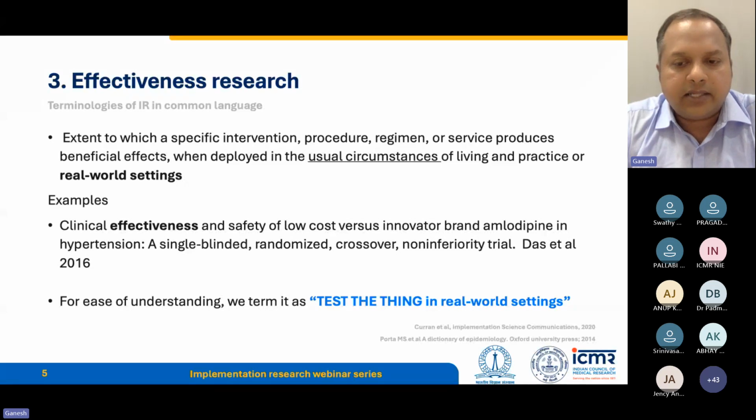So for ease of understanding, what we are trying to tell here is we are testing the thing. The thing here is what? Low cost amlodipine is the thing. We are testing the thing in a real world setting. So that is called clinical effectiveness research.